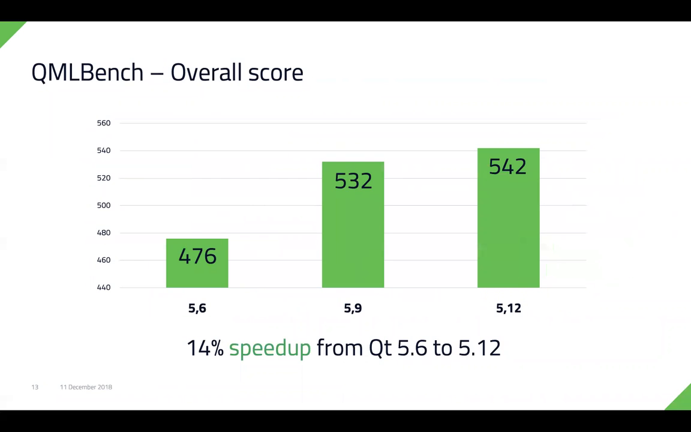We've also done work on improving the performance. We have a QML bench. That's a benchmark that we're using to benchmark our QML engine and the creation and destruction of QML items and other things. And you can see that we have achieved a 14% speed up there from 5.6 to 5.12. Most of the step forward was between 5.6 and 5.9, but still a slight improvement also towards 5.12.